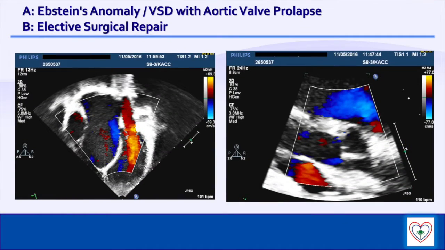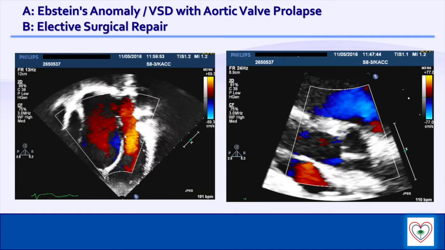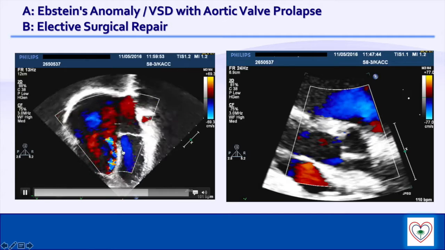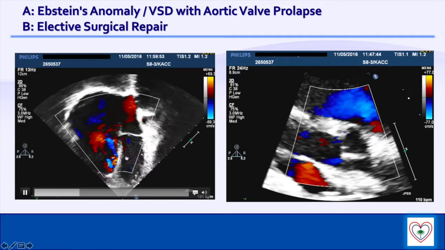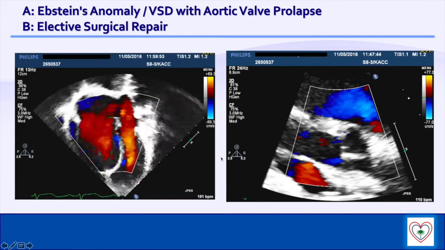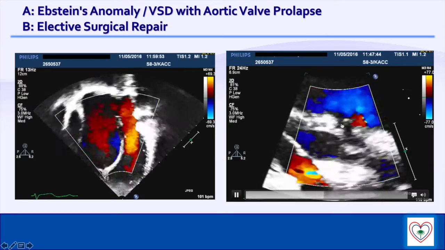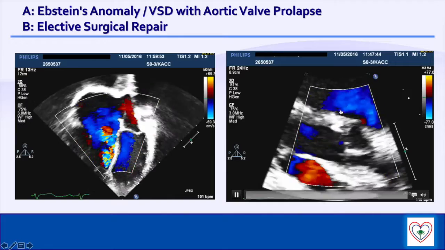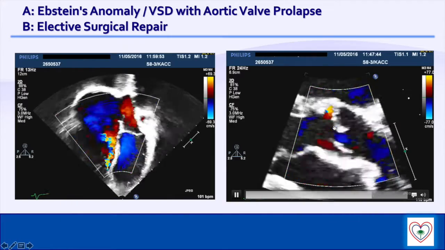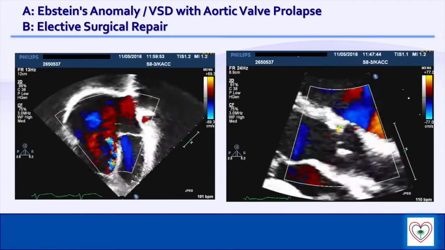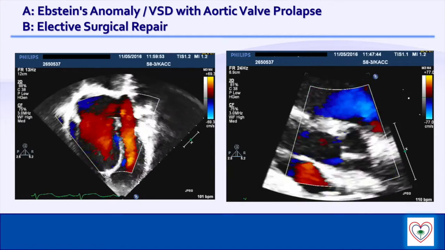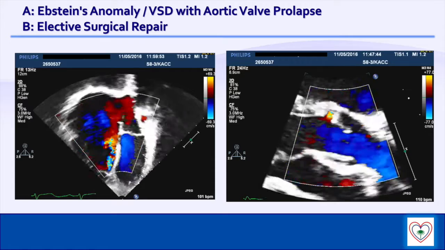The question is, what is the surgical time plan? So this patient has significant tricuspid valve regurgitation, which is expected from his Ebstein. Also, this patient has prolapse of the aortic valve into the VSD, so this patient needs elective surgical repair for his Ebstein anomaly, as well as VSD closure, plus or minus aortic valve repair.